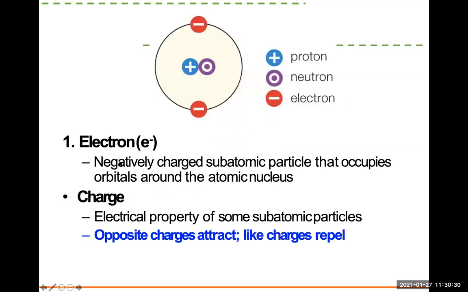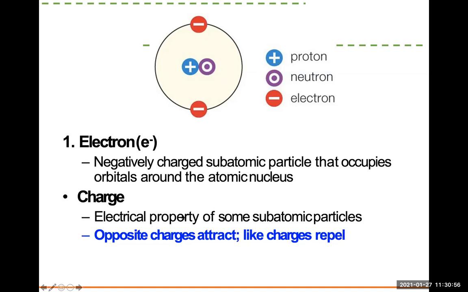So we have electrons, negatively charged subatomic, again smaller, particles that occupy the orbitals around the atomic nucleus. So it's going around, and in this picture you see it going around in an exact circle. Sometimes it goes around in a pear shape, so this is not always true. People who took chemistry or are taking chemistry know this.